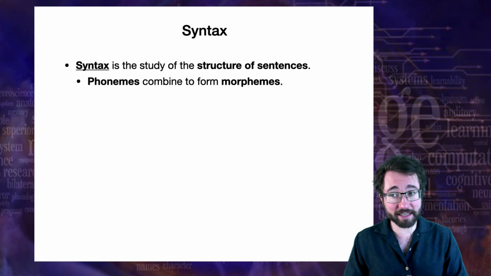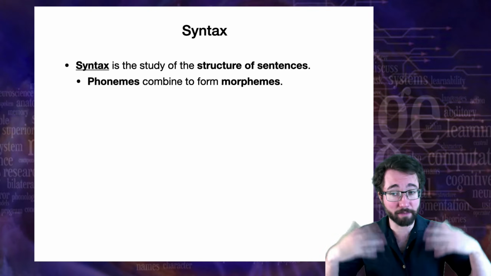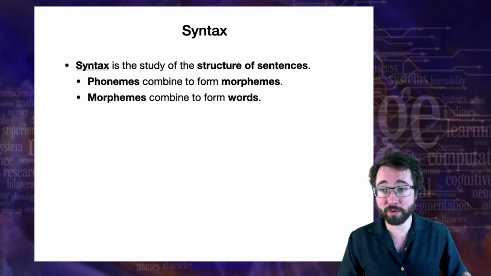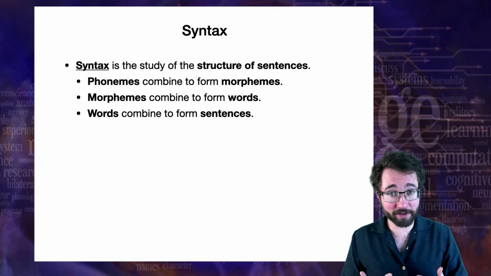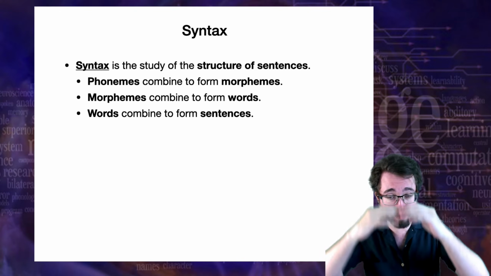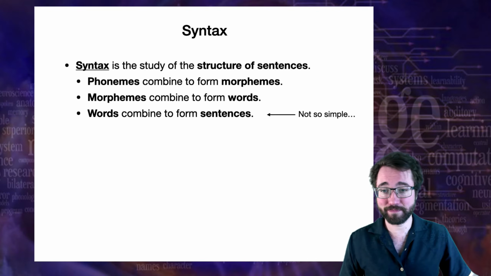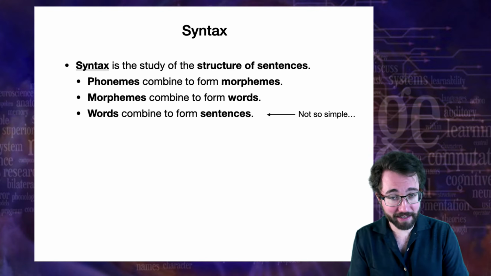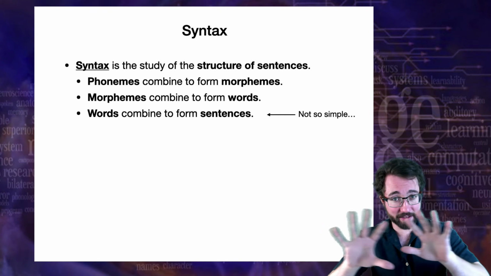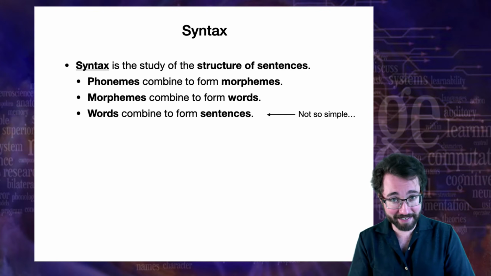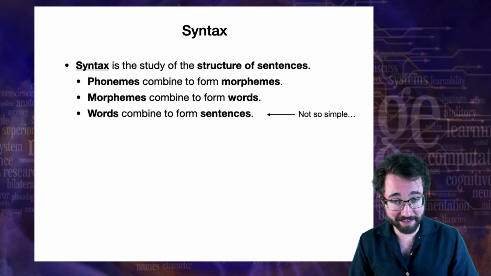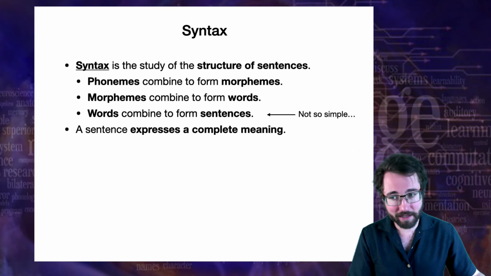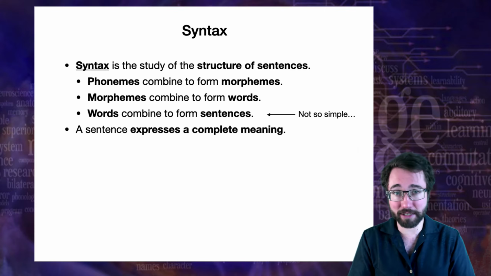We saw previously that we had these things called phonemes, which combine together to form morphemes. We saw that morphemes combine together to form words. And what we're going to be doing now is thinking about how words combine together to form sentences. And it's not so simple. It's not just that you can string together any old set of words and expect to get a sentence. In fact, there are incredibly complex and interesting constraints on how words combine together to form sentences in a natural language. A sentence is something that expresses a complete meaning.